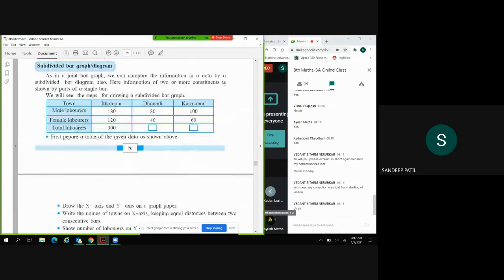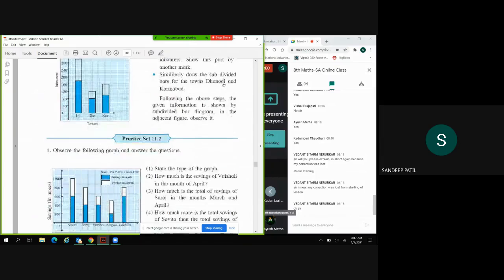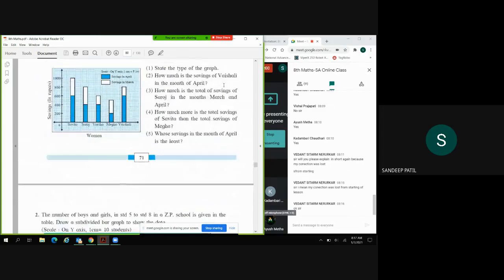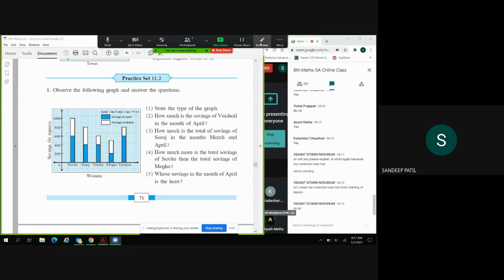Okay, and one thing I mentioned here: if you are using Excel, you can practice on an Excel sheet. If you are not using it, that's fine, not a problem, because afterwards, if you join any job in future, you will work on this. So there is practice set 11.2 here. We can quickly go through this.